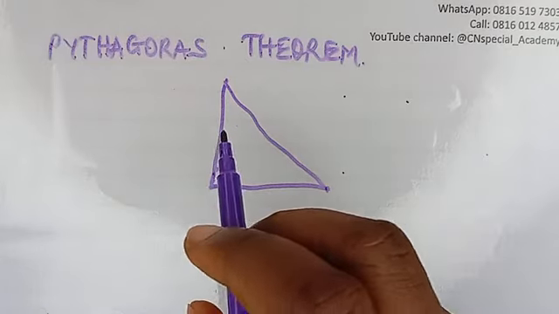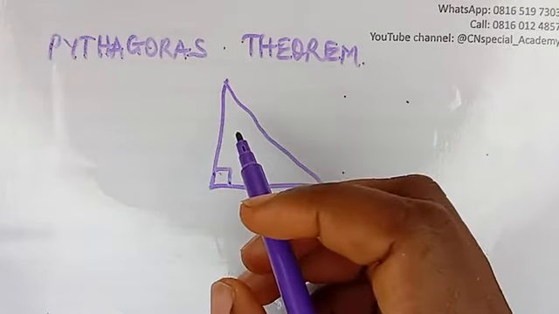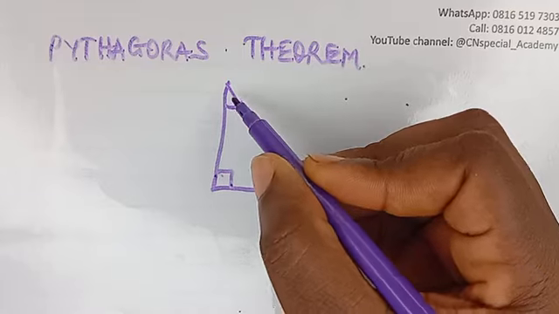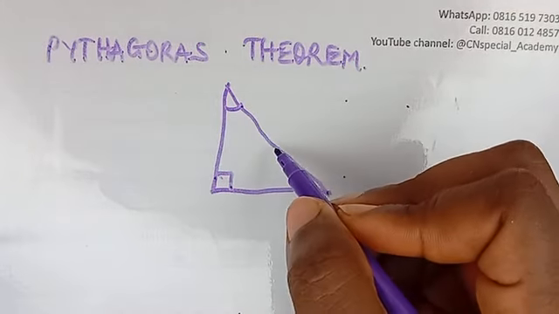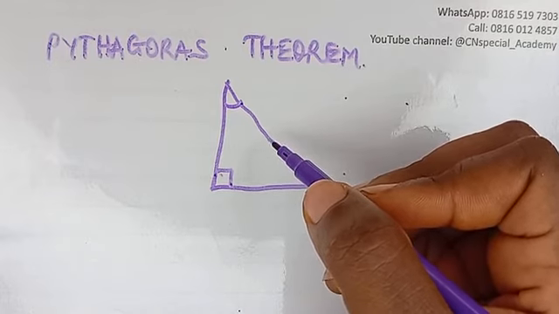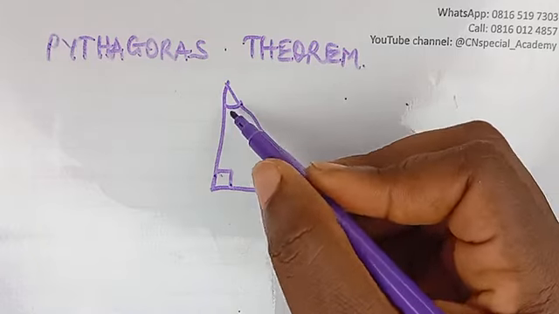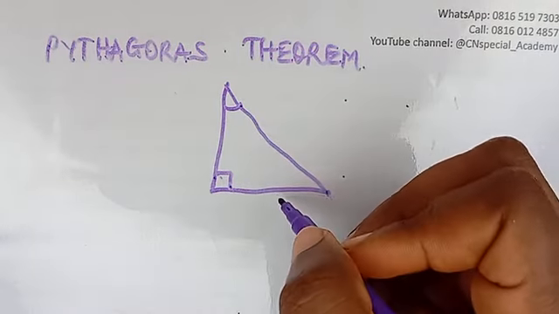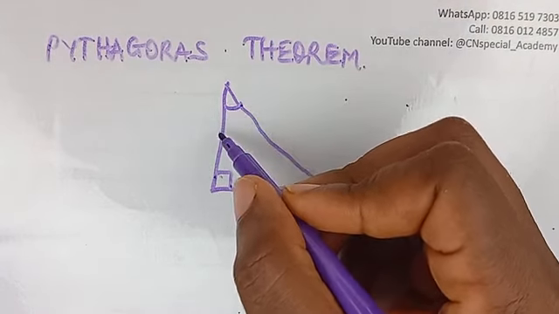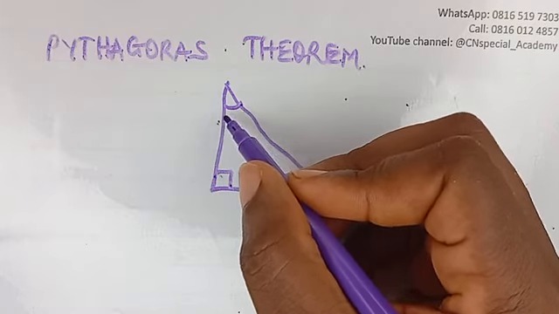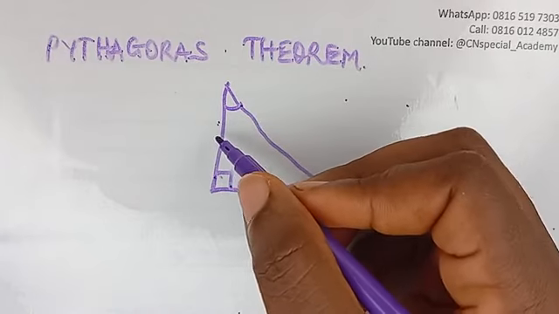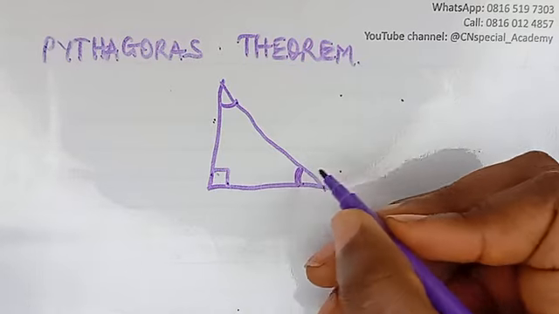And these two other sides have names depending on the angle we consider. For example, if we consider this angle, then this is already the hypotenuse. The hypotenuse of a right angle triangle does not change. Then this side opposite the angle we are considering is called the opposite. And this side, sharing the angle with the hypotenuse, is called the adjacent.